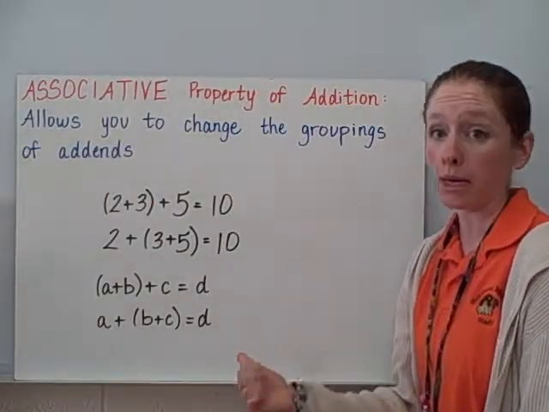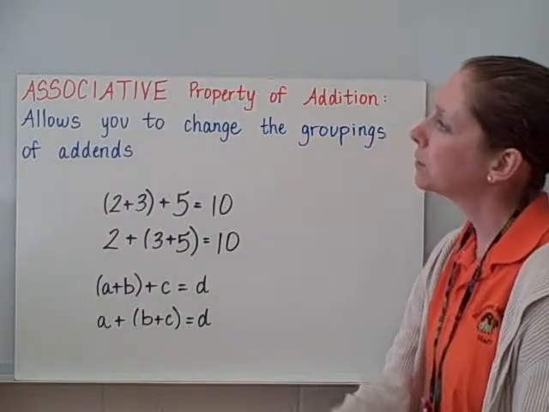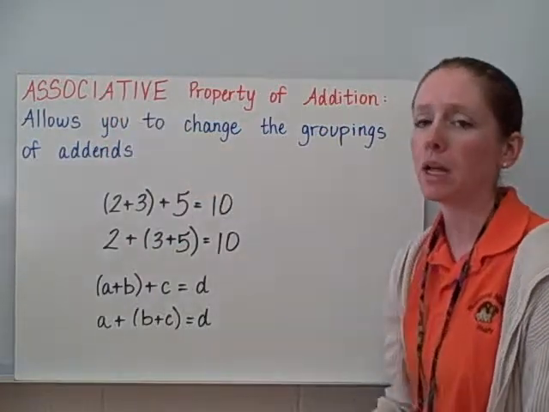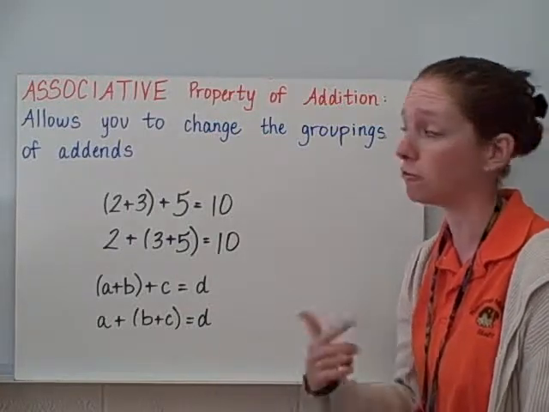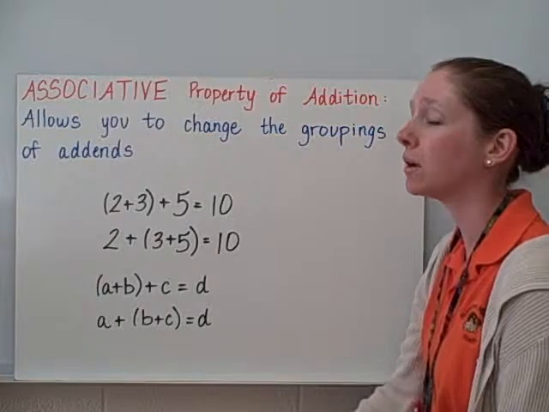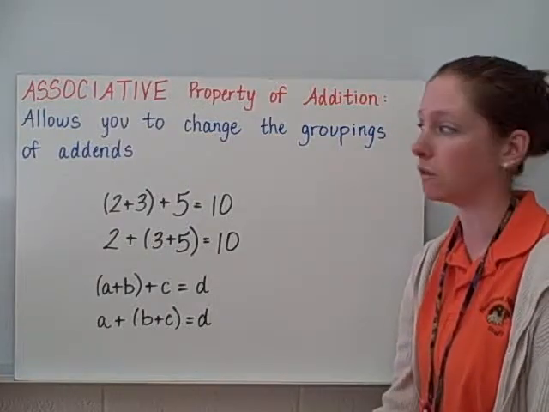Here's another property. Remember, properties are kind of like rules. They let us do things in math. This one is the associative property. Like commutative property reminds us of commuting to school, going back and forth, associative property reminds us of associating. Think about associating with certain groups of people.